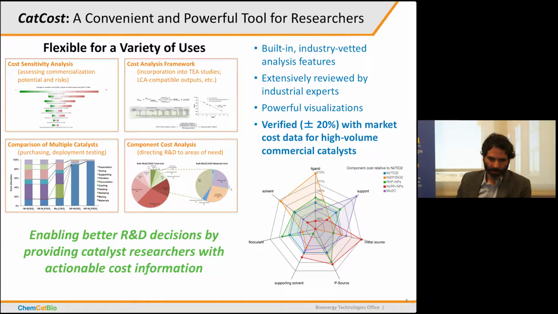CatCost enables researchers to make better R&D decisions by providing them with actionable cost information and powerful interactive visualizations that make their cost analyses easy to understand. It has been built from the ground up with industry-verified analysis features, including the ability to scale any estimate to a desired production rate. Scenario and sensitivity analysis options allow researchers to test what-if scenarios rapidly and see what steps or materials contribute the greatest uncertainty.